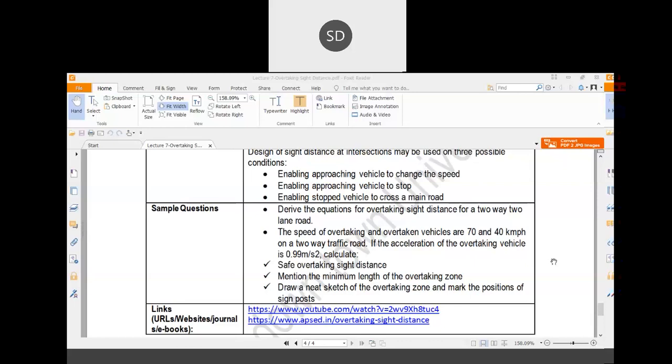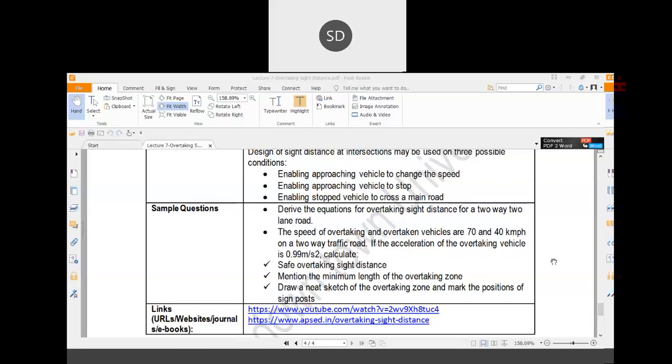It is written as: derive the equation for overtaking sight distance for a two-way two-lane road. Here the speeds of the overtaking and overtaken vehicles are given as 70 and 40 kilometer per hour. So the first task is to convert the speed into meter per second, because in all the formulas I discussed, the speed is in meter per second. Now, the acceleration of the vehicle is given as 0.99 meter per second square. That is also required. Calculate the safe overtaking sight distance. Mention the minimum length of the overtaking zone. Then draw a neat sketch of the overtaking zone.